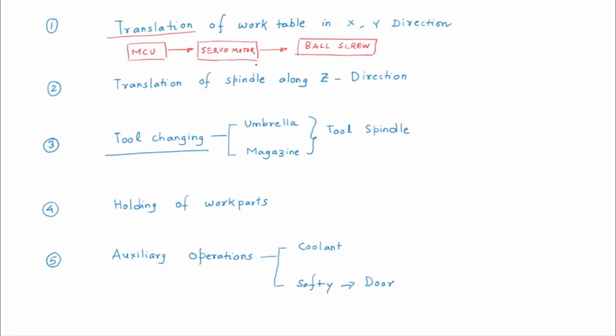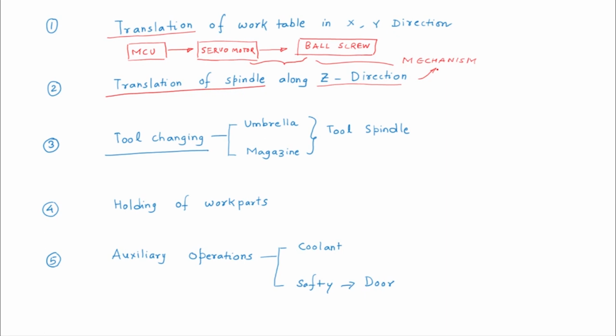So we need a mechanism that will convert the rotary motion from the servo motor to the ball screw. So here we need a mechanism. In a similar way, for translation of the spindle along z direction as well, we need a mechanism.